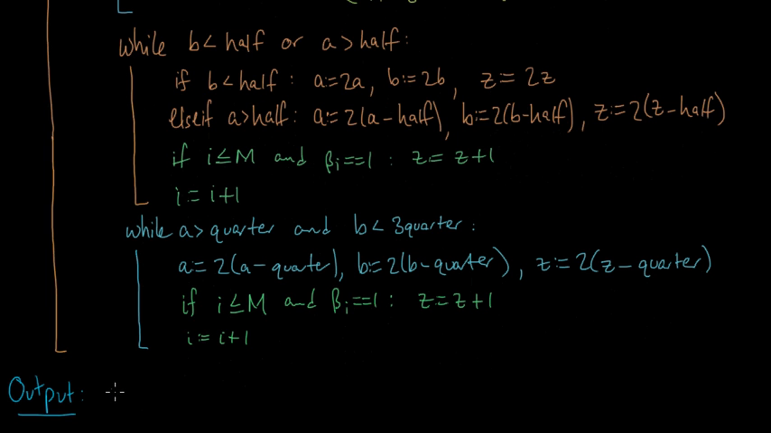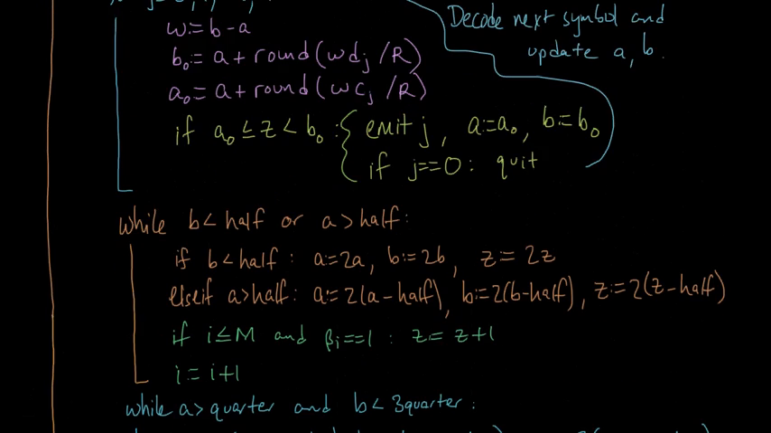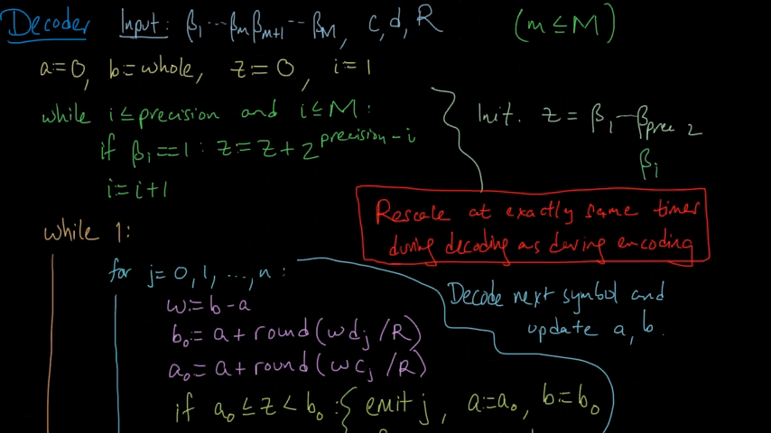Output is the original sequence that was encoded, x1 up to xk, in other words, the original source sequence. To be clear, what I mean is the sequence that was emitted during this algorithm coincides with the original sequence, of course, because we decoded it. All right, so that is our decoder, our finite precision decoder.